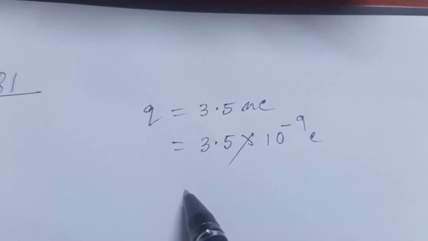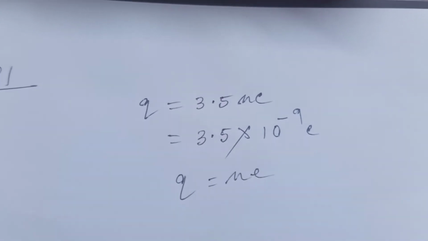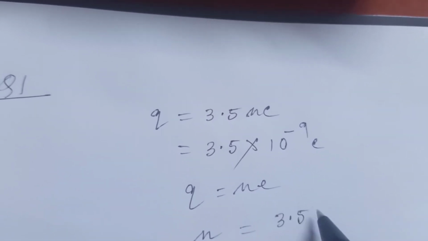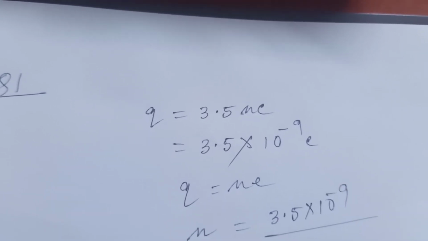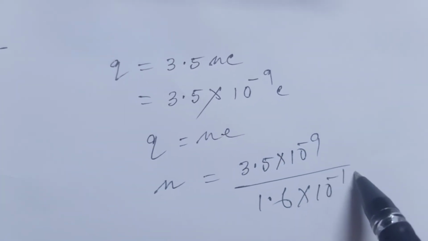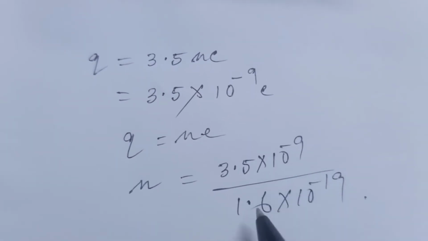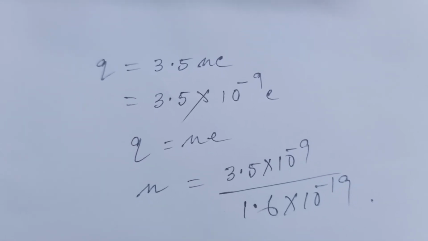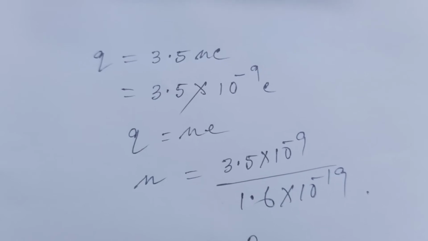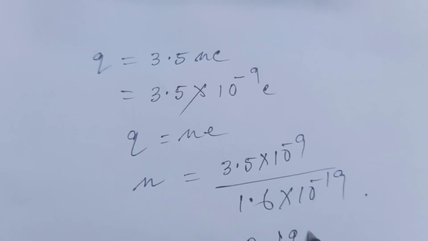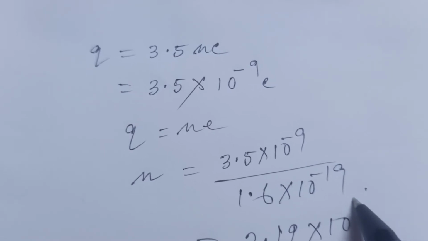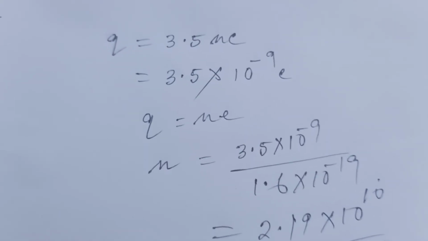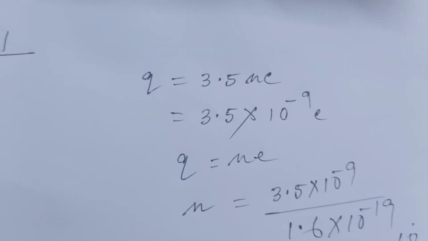Here apply quantization of charge, Q equals N e, and you have to calculate how many electrons, that is N. So N equals 3.5 into 10 to the power of minus 9 divided by the electronic value 1.6 into 10 to the power of minus 19. This is a number, so you have to take the magnitude, don't take the minus sign. So the number is approximately 2.19 into 10 to the power of 10. This is the number of electrons that contain a charge of 3.5 nanocoulomb.